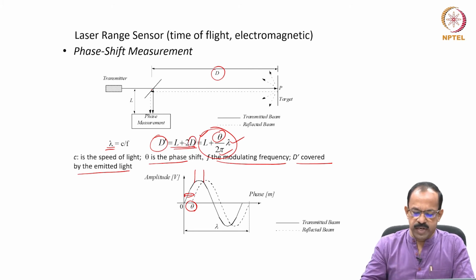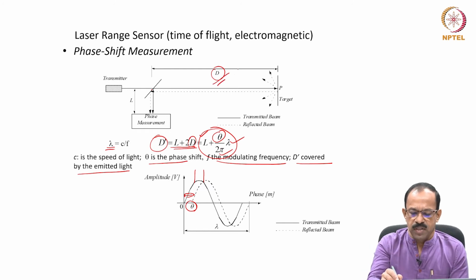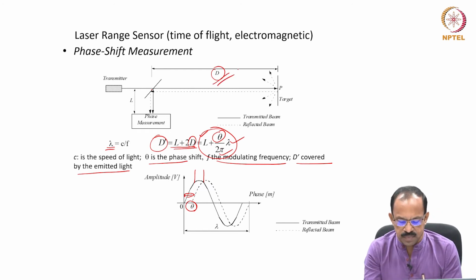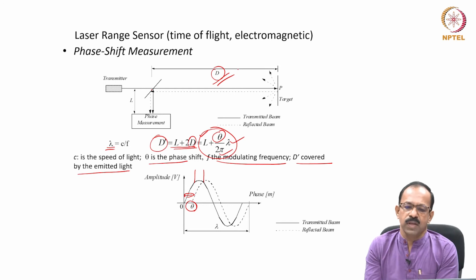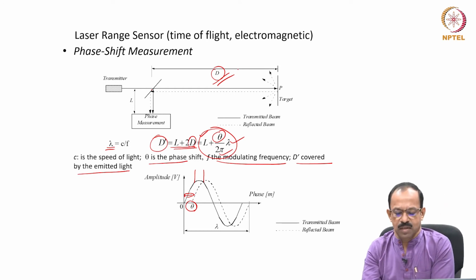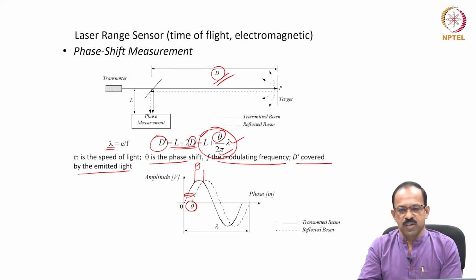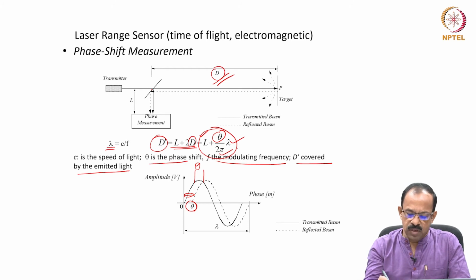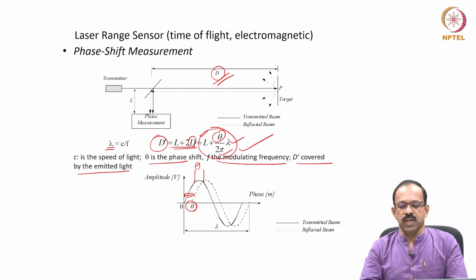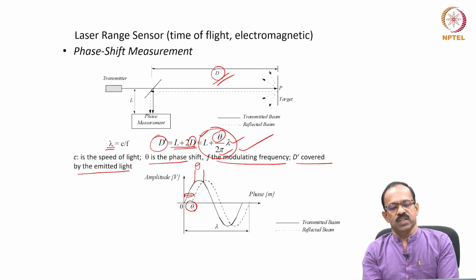d can be calculated. What we are interested in is the distance d travelled by the beam, and therefore, we will be able to get the distance d. So, just measure this theta, the phase difference between the transmitted signal and the received signal, and use that for calculating the distance d. That is the basic principle of laser range sensor.